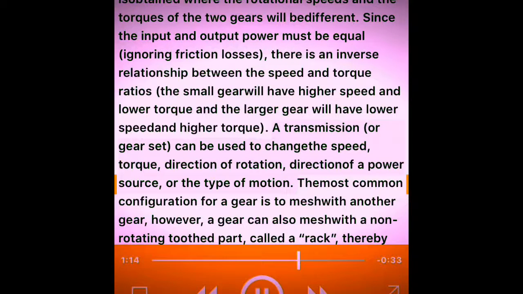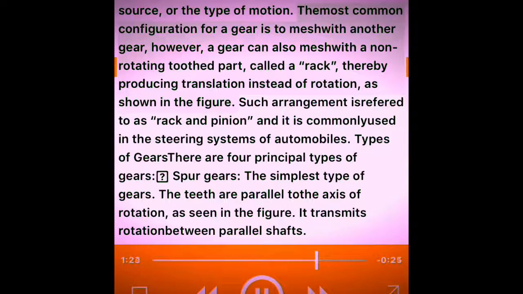The most common configuration for a gear is to mesh with another gear. However, a gear can also mesh with a non-rotating toothed part, called a rack, thereby producing translation instead of rotation, as shown in the figure. Such an arrangement is referred to as rack and pinion, and it is commonly used in the steering systems of automobiles.